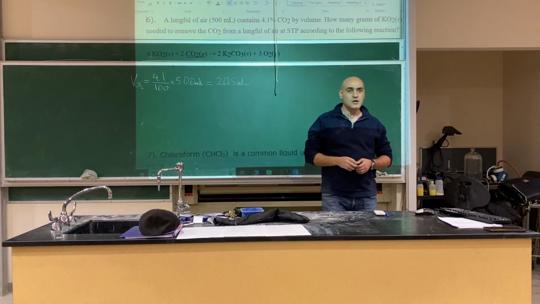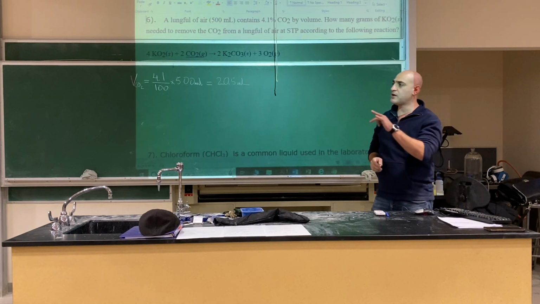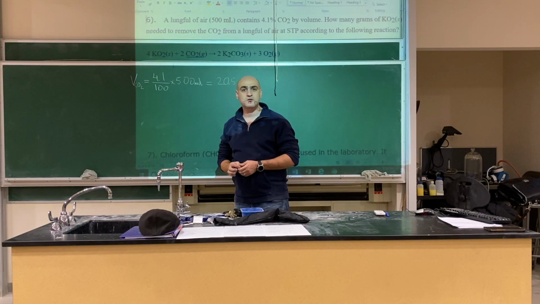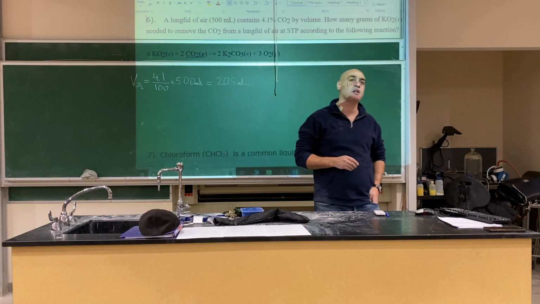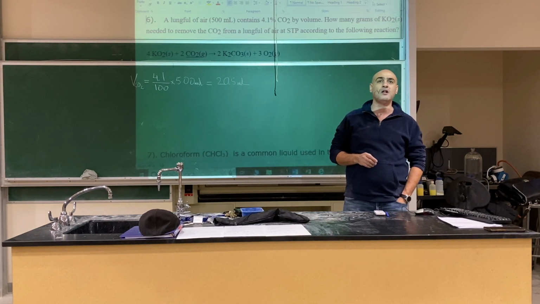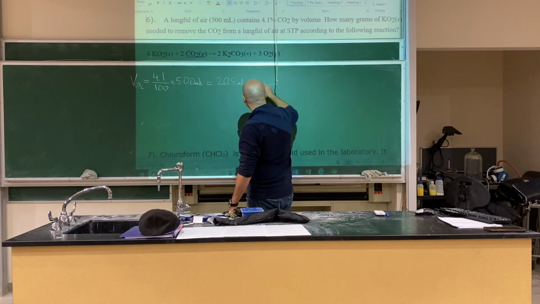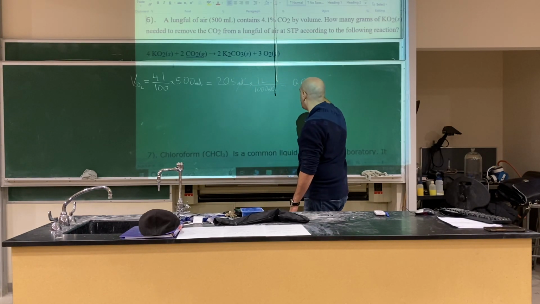Milliliters. But since this is not a conditional problem, eventually when I use PV equals nRT, I need to have my volume in what units? Liters. So in PV equals nRT, R decides what kind of units we need for the volume. And so we need to have the units in liters. So for 1 liter, we have 1,000 milliliters. We convert, and so we have 0.0205 liters. That's my volume.